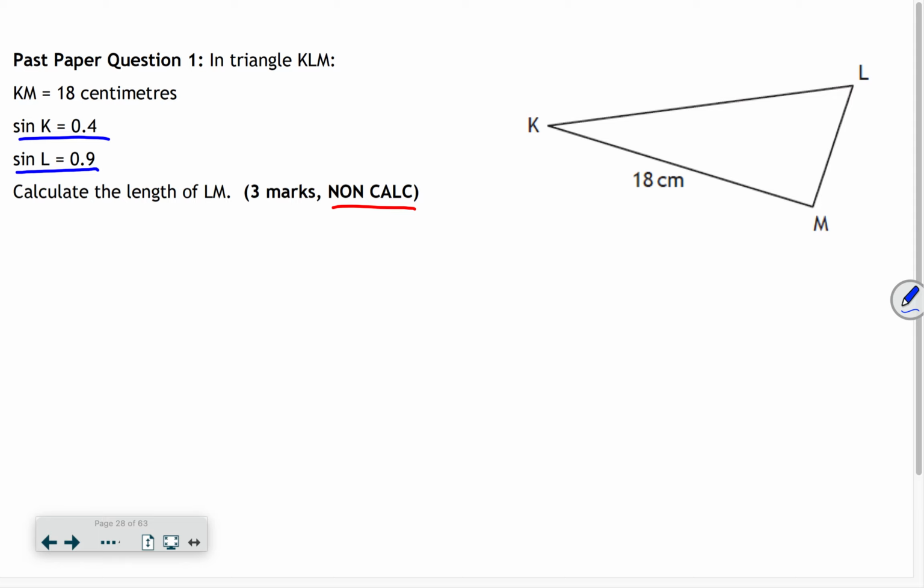So, let's start off, let's label our sides. If that's angle K, this will be side K. If that's angle L, this will be side L. If that's angle M, this will be side M.